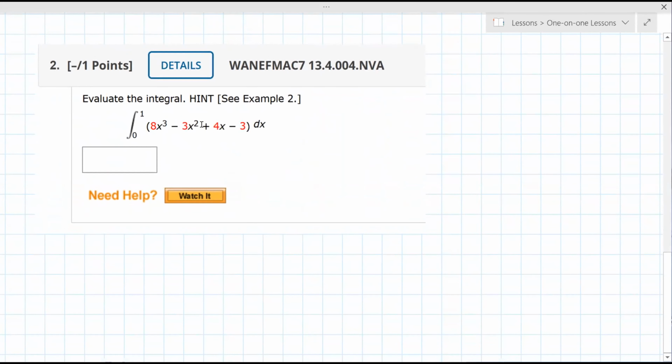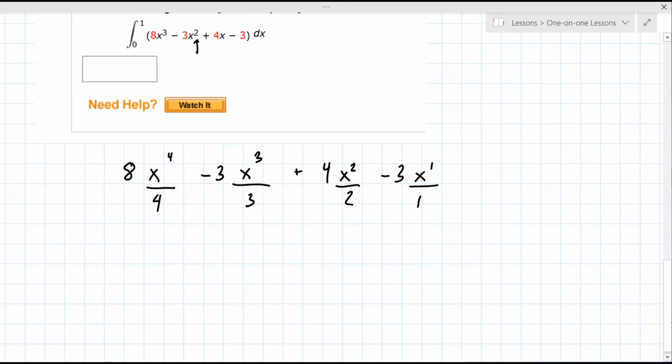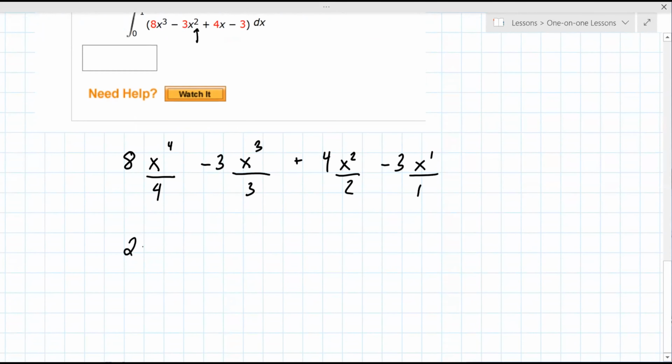Okay, so same thing here. You just apply the power rule to each of these. You don't need to worry about the number in front. So for this one, the 3 becomes a 4, and you divide it by that same number. Minus 3, this 2 becomes a 3 over 3, plus 4. This x to the 1 becomes a 2 over 2, minus 3. And then there's x to the 0, which becomes x to the 1 over 1. You don't have to simplify, but it's probably good in this case. So it's 2x to the 4th minus x cubed plus 2x squared minus 3x evaluated from 0 to 1.